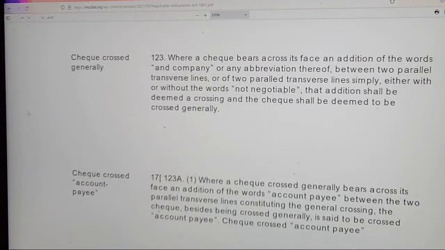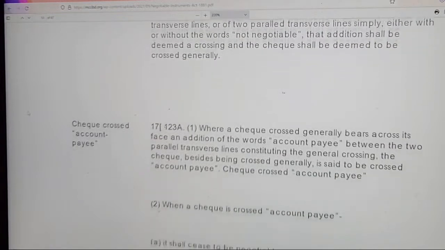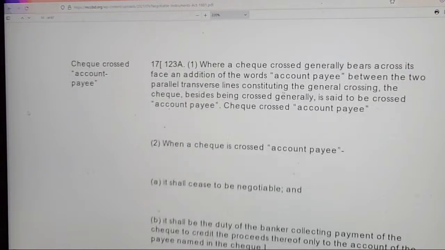Check crossed generally. Where a check bears across its face an addition of the words "and company" or any abbreviation thereof between two parallel transverse lines, or of two parallel transverse lines simply, either with or without the words "not negotiable", that addition shall be deemed a crossing, and the check shall be deemed to be crossed generally.